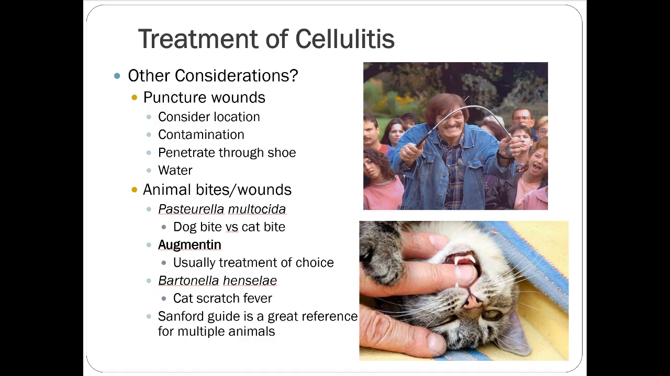There are a couple things we look at. So again, the location. A lot of times they'll get a scrape from a rusty piece of metal or a dirty piece of metal while they were working on something. Usually, unless we know otherwise, you can always go a little bit more broad spectrum and give them something that's going to pick up some anaerobes too, because you don't really know. I would stick to the basics. So cephalexin is probably going to still provide good coverage because you're probably still looking at gram positives.